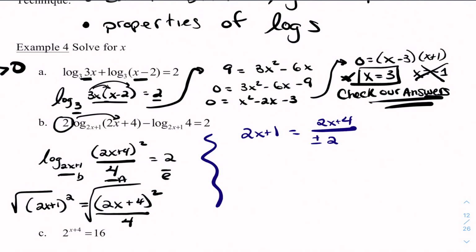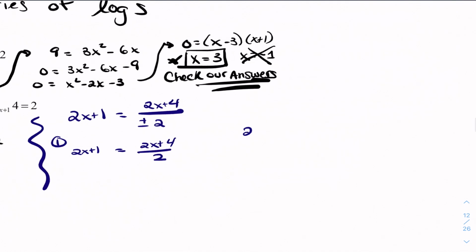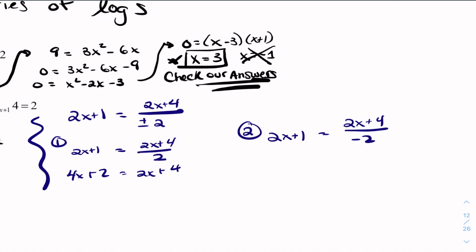Now, I did a quick shortcut. If you need to, why do we have 2 possible solutions here? Think about that. Our first one, we would have 2x plus 1 is equal to 2x plus 4 over 2. Our second solution would be 2x plus 1 is equal to 2x plus 4 over negative 2. Now I'm just going to do a quick multiplication. So I'd have 4x plus 2 is equal to 2x plus 4. 2x is equal to 2, so x is equal to 1. That's one solution. Let's make sure we don't box that in just yet.